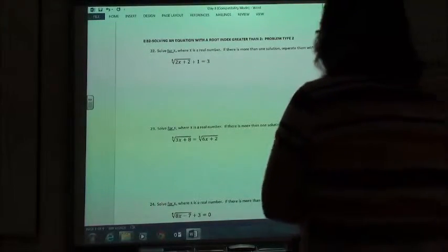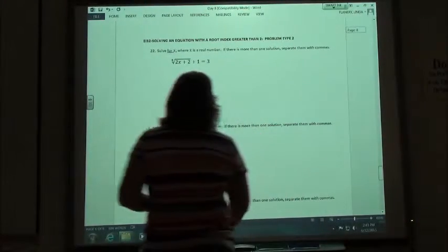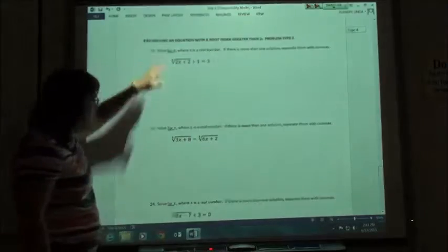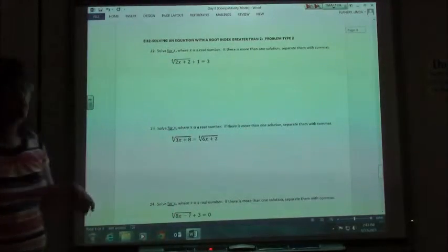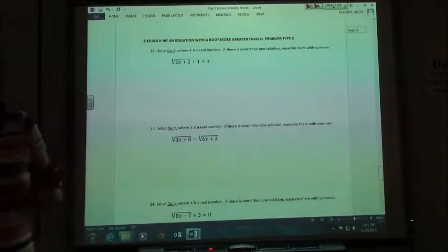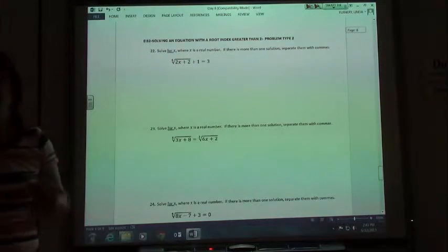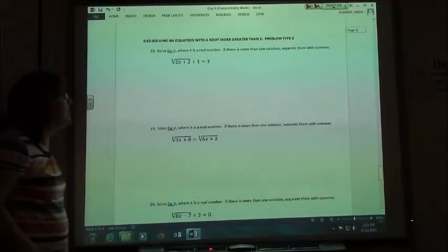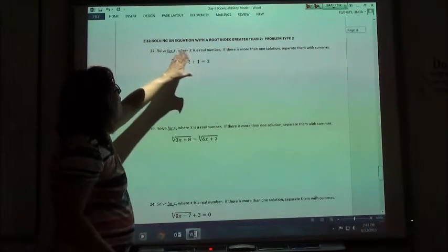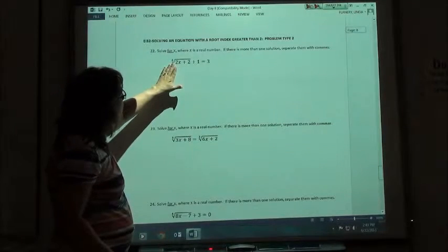And the last three here, solving an equation with a root greater than 2, fourth roots, cubed roots. If it's an even root, you need to check your answer. If it's an odd root, it's not going to matter because the positive and the negative thing don't go into effect like it does when you square a negative, it turns positive.